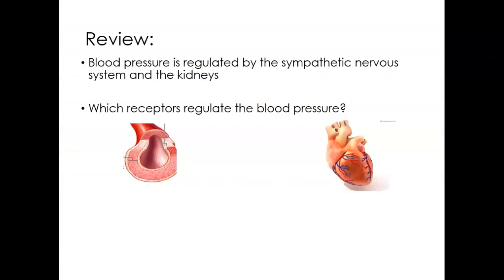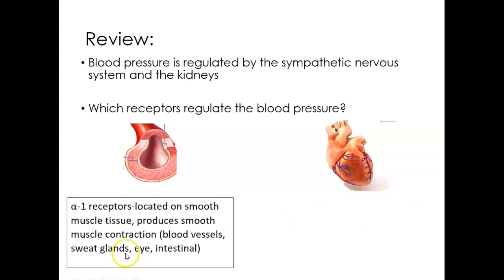So let's review the receptors. The blood pressure is regulated by the sympathetic nervous system, and of course this is our adrenergic receptors, so alpha and beta, and also the kidneys as well. So which receptors regulate blood pressure? So what's this one representing? This would be your alpha-1 receptors located on smooth muscle tissue and produce smooth muscle contraction of blood vessels. That's what we're focused on here.